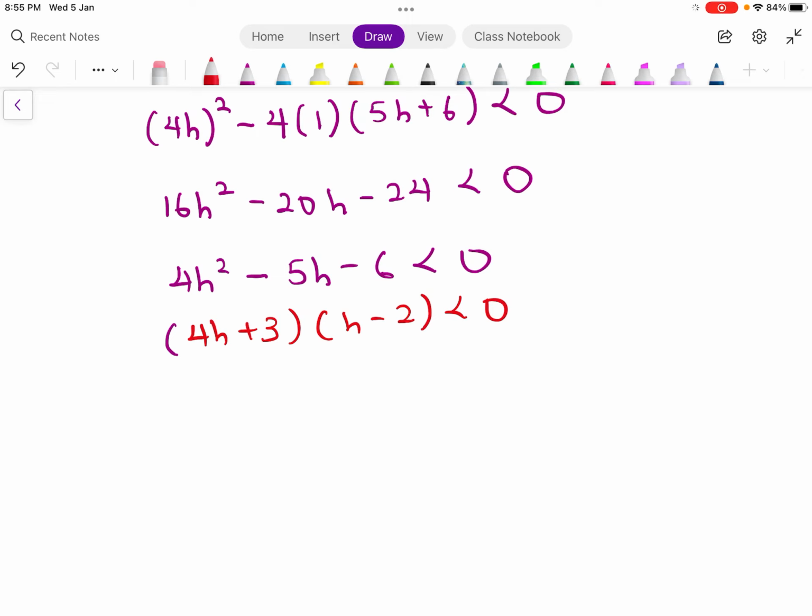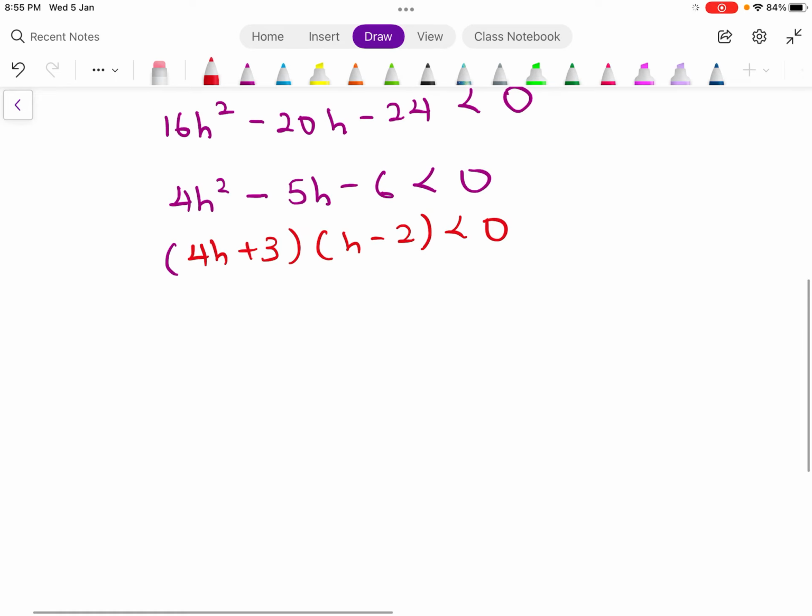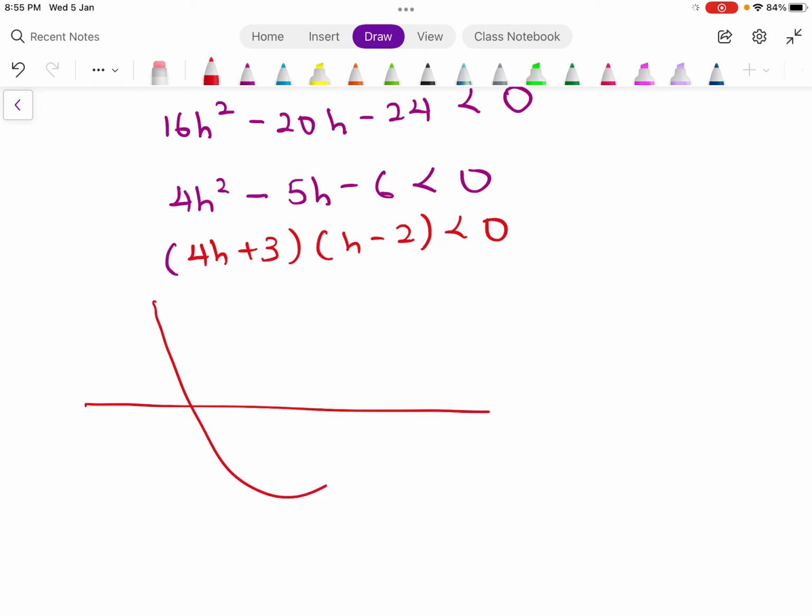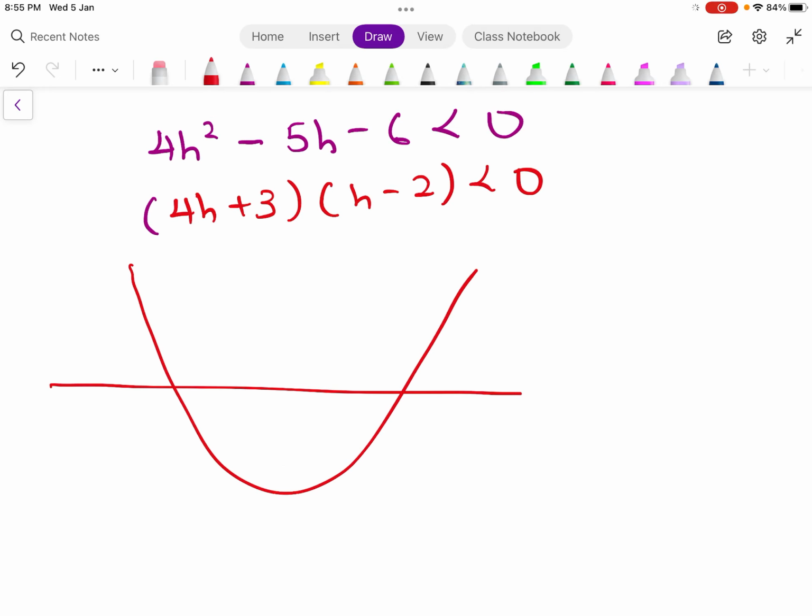To solve this quadratic inequality, remember, you can use either method 1 or method 2, it doesn't matter. I'll show you both of these methods. The first method I will use is our graph. Of course this one is negative 3/4, and this one is positive 2.